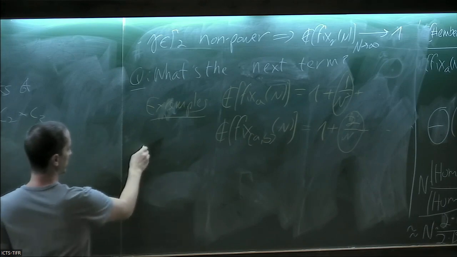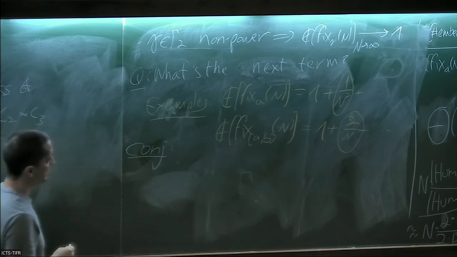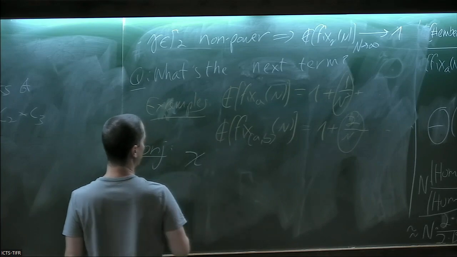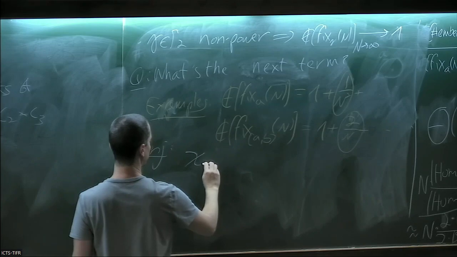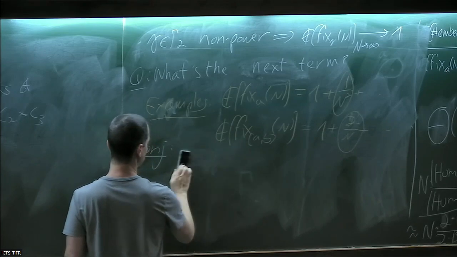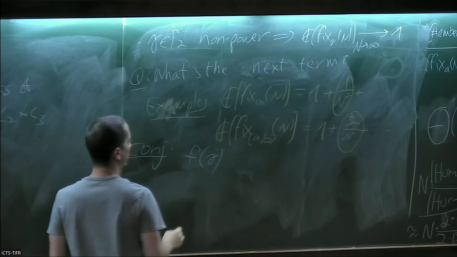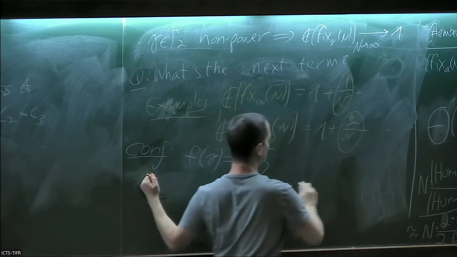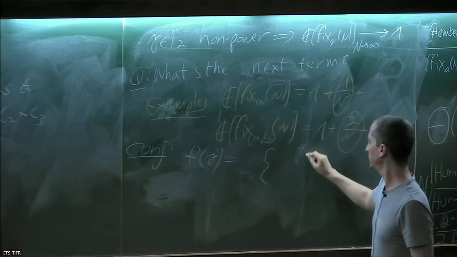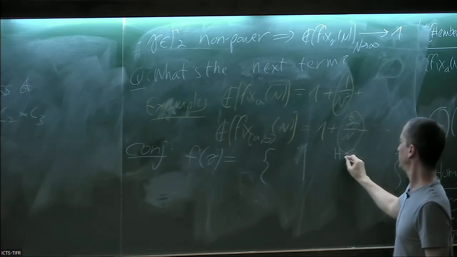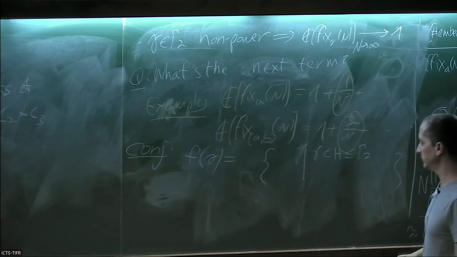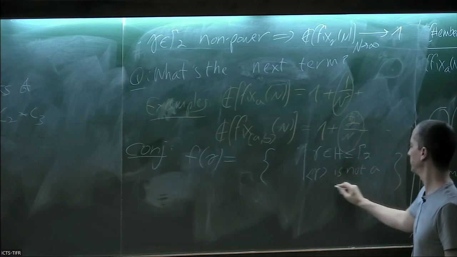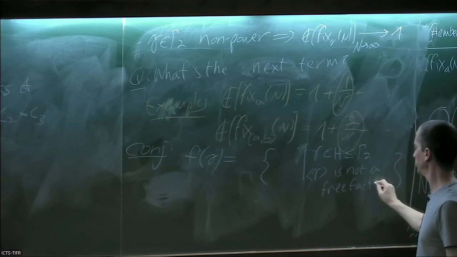So the conjecture goes as follows. Let's denote by, okay, let's just call it F, F of gamma. I want to look at all the subgroups of the surface group that contain gamma, such that gamma is not a free factor of H.